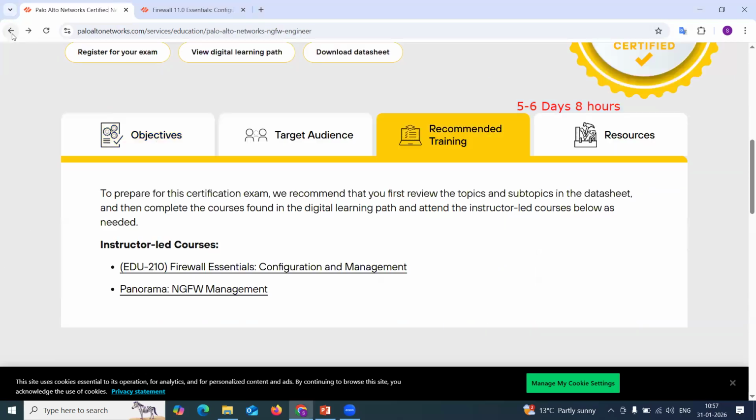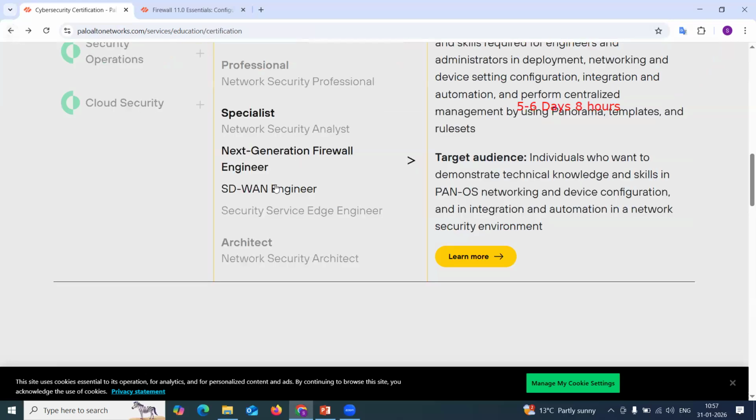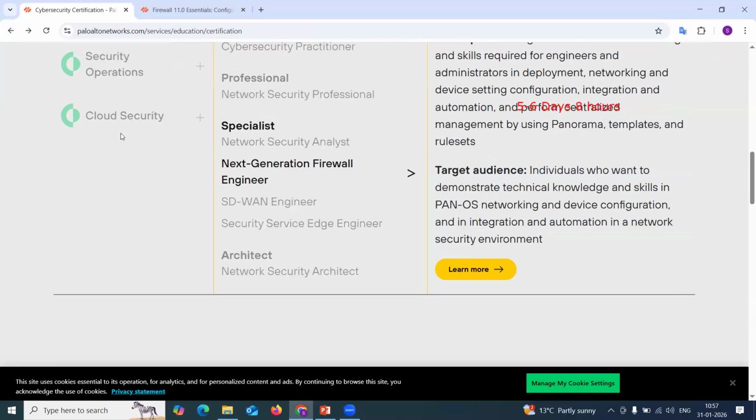Let me go back here. Currently, we are under the specialist. Under the specialist, we have Next Generation Firewall. So currently, PCNSE has been replaced. Earlier, this was known as PCNSE. Now this PCNSE has been replaced with Next Generation Firewall Engineer.